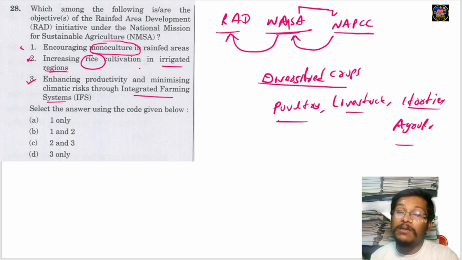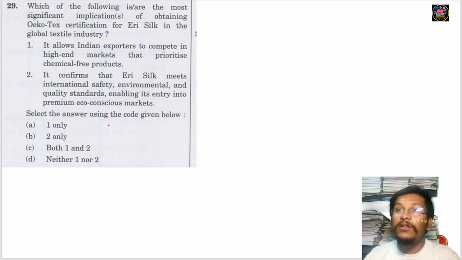Just now we discussed that the main focus area is diversified crops, so that we can increase the productivity of farmers by using integrated farming systems. So those are poultry, livestock, horticulture, agroforestry, etc. So only statement 3 is correct. So option D is the correct answer for question number 28. Now we will move on to the 29th question.